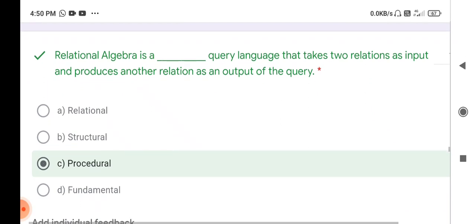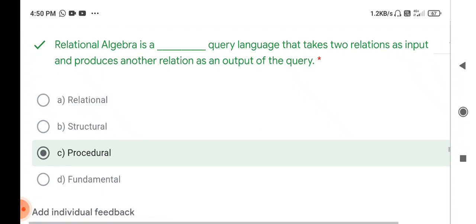Next question is, relational algebra is a dash query language that takes two relations as an input and produces another relation as the output of the query. For this question you must know the concept of relational algebra. Relational algebra is a procedural query language. Simply, relational algebra is a procedural query language. So the correct option is option number 3.